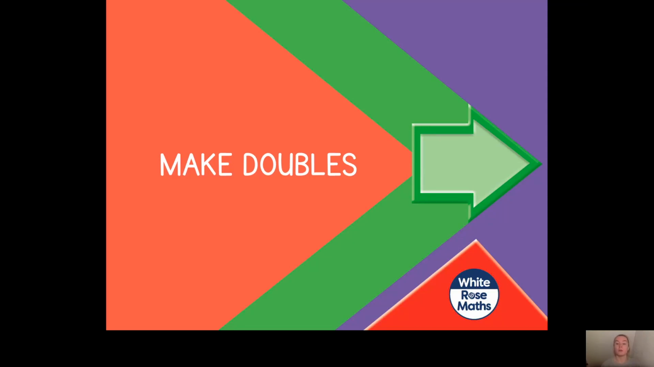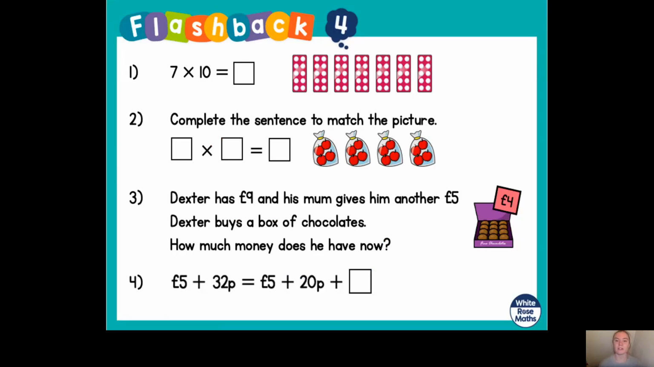Okay, now before we do that, let's warm up our brains. Here's your flashback for today. So again, there's 4 questions. Question 1, you need to work out 7 multiplied by 10. Okay, and there's some numicon there if you need some help. Number 2, complete the sentence to match the picture. So this time, instead of being given the multiplication number sentence, you need to tell me what the multiplication number sentence would be by looking at the pictures.